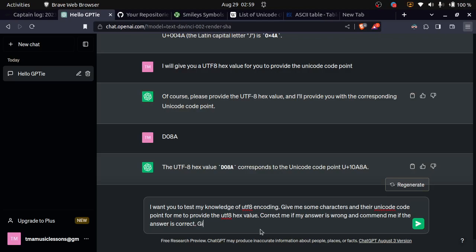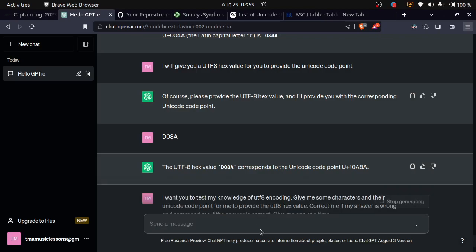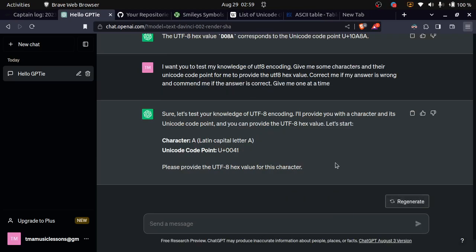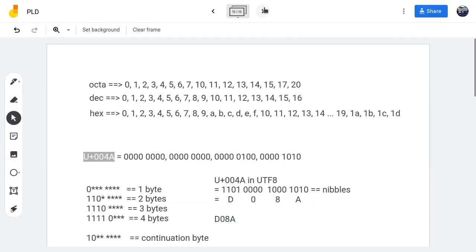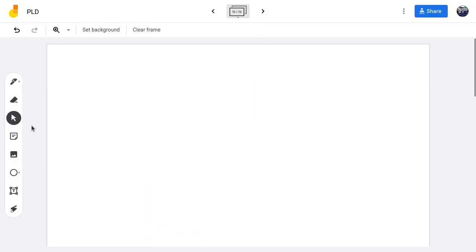Give me one at a time. Guys, let's do this. I'm trying to understand what I may have done wrong. So it gives me this one. This is the Unicode for letter A. So I'm going to find it now. Sorry, I may not explain this time. I will just be doing it silently this time. 0041. Okay. So here we go.